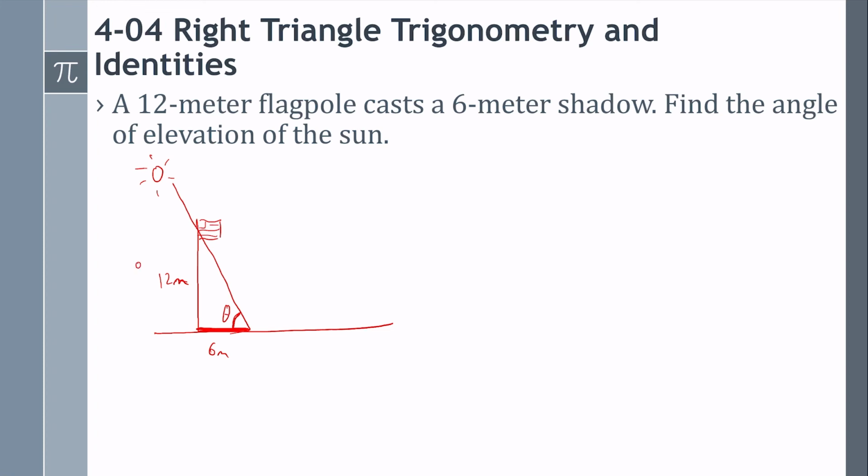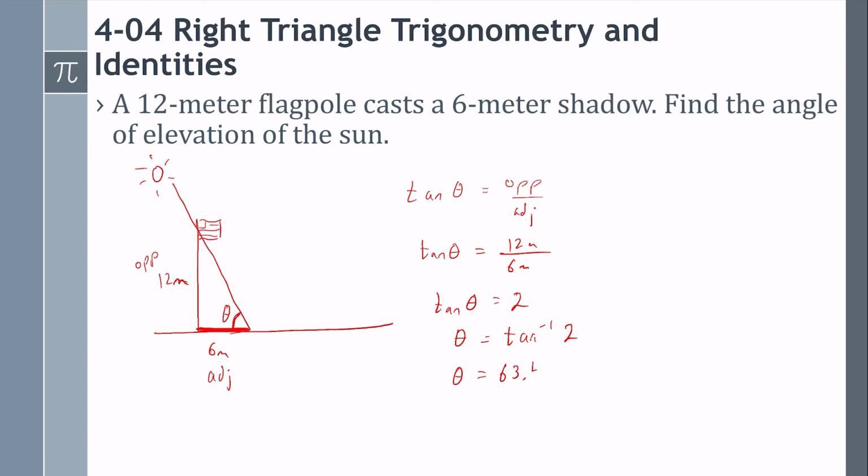All right, to find that angle, we know the opposite side and we know the adjacent side. So opposite and adjacent is tangent. So we know it's 12 over 6 or 2. Now we haven't hit the inverse functions yet, but you should have done it in years past. So hopefully you remember to find the angle, we'll use the inverse function, use your calculator, and you get 63.4 degrees.